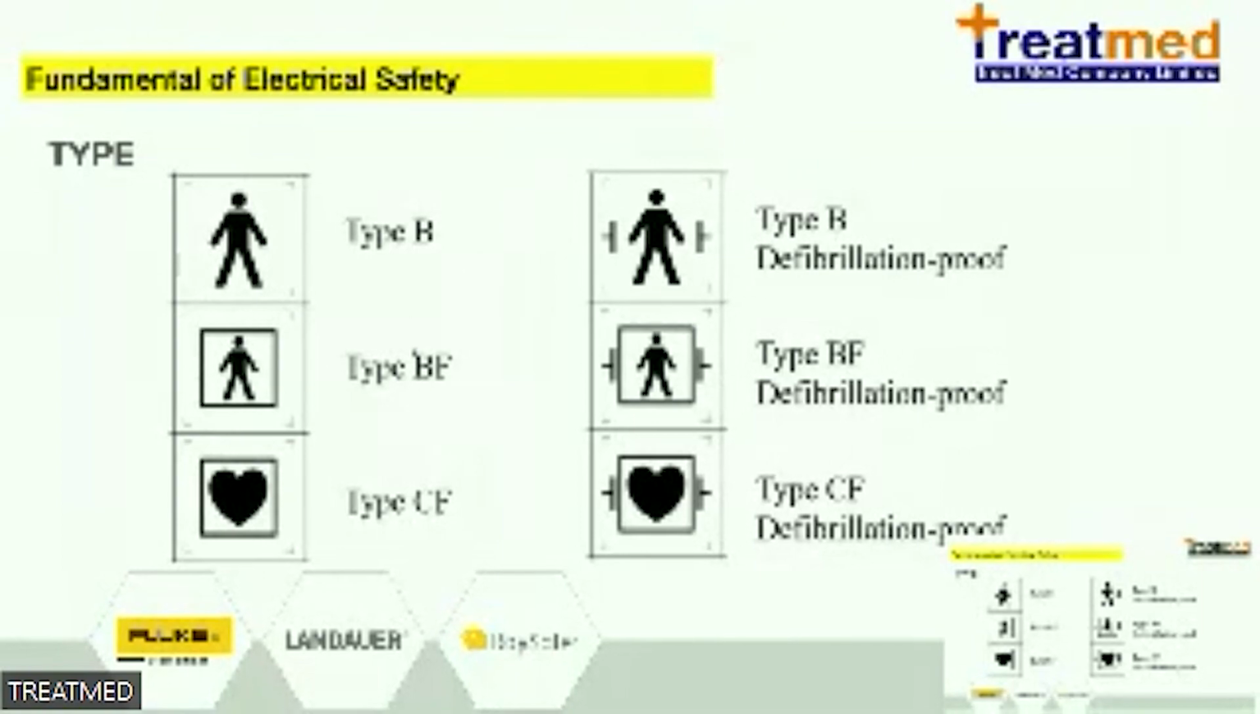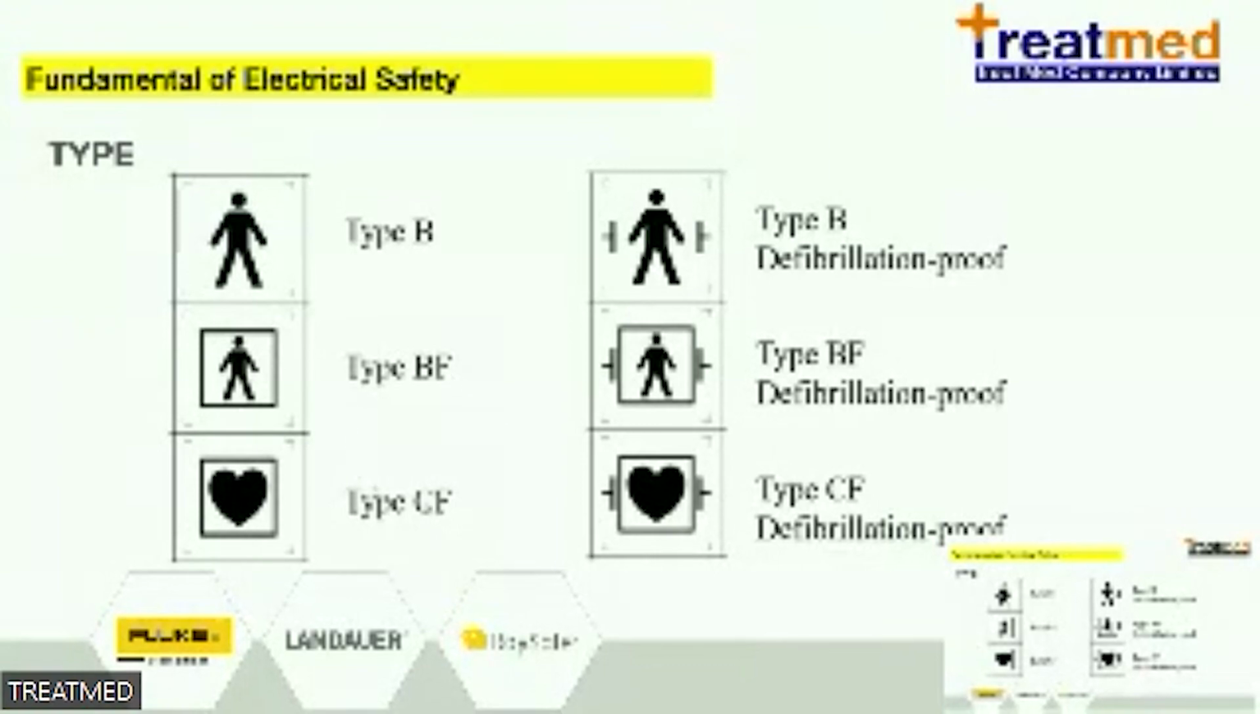And next, BF is body floating. For body floating, you can see in the picture the human with a rectangle covering the human. BF is body floating. When you attach the applied part to the patient and electric current comes to the patient, it can cause damage, pain, and shock to the body directly.